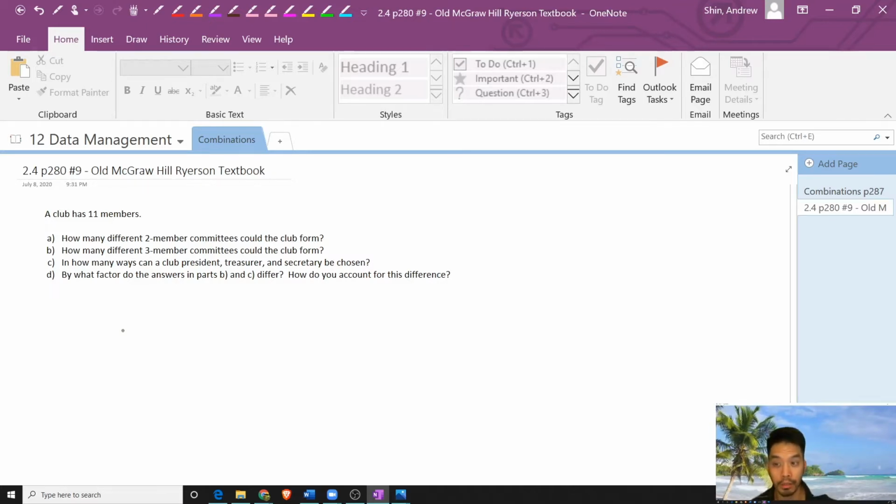We're doing section 2.4, page 280, number 9. This question says, a club has 11 members. How many different two-member committees can the club form? So here we have 11 people to choose from.